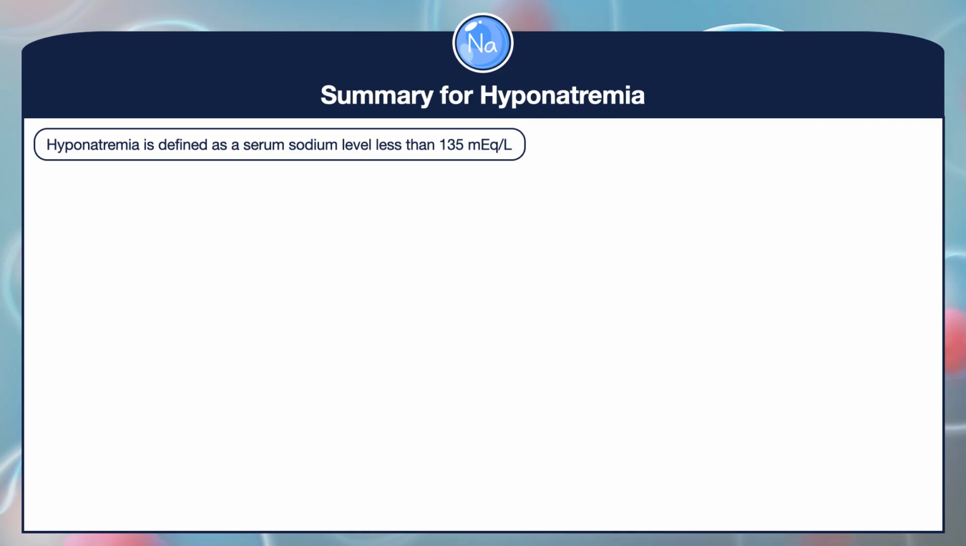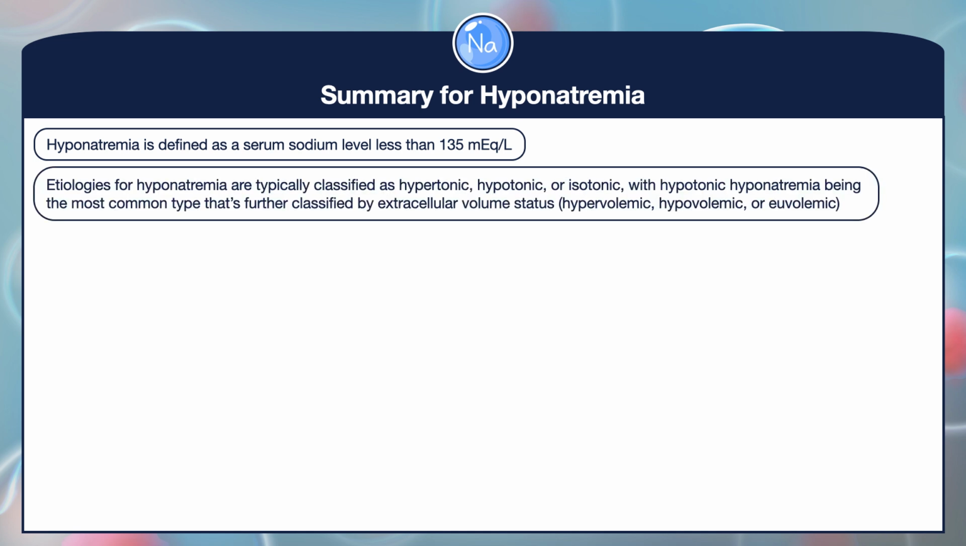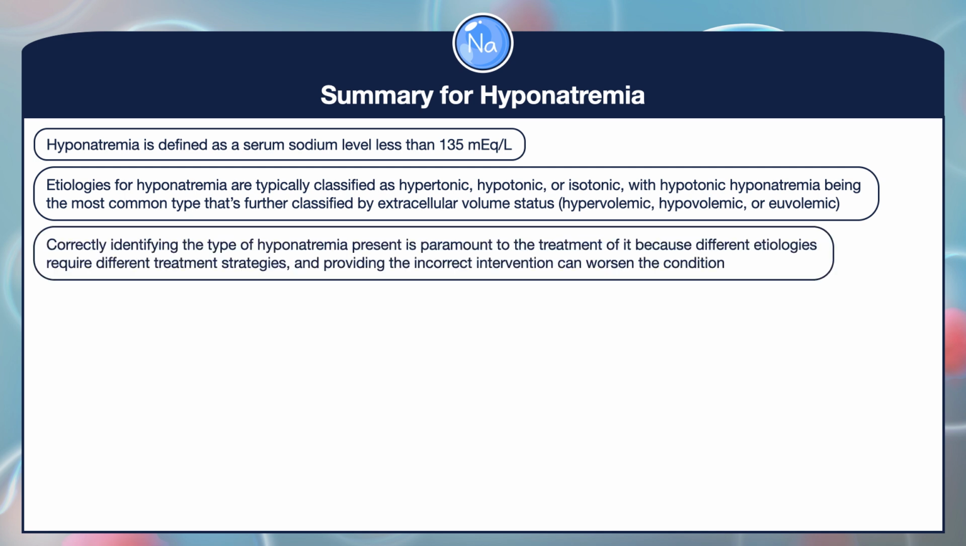In summary, hyponatremia is defined as a serum sodium level less than 135 milliequivalents per liter. Etiologies for hyponatremia are typically classified as hypertonic, hypotonic, or isotonic, with hypotonic hyponatremia being the most common type that's further classified by extracellular volume status. Correctly identifying the type of hyponatremia present is paramount to the treatment of it because different etiologies require different treatment strategies, and providing the incorrect intervention can worsen the condition.